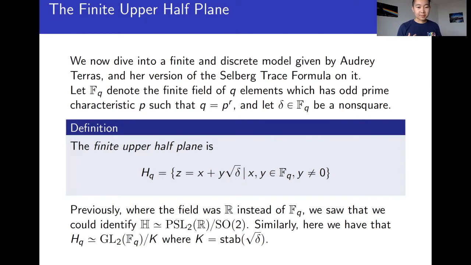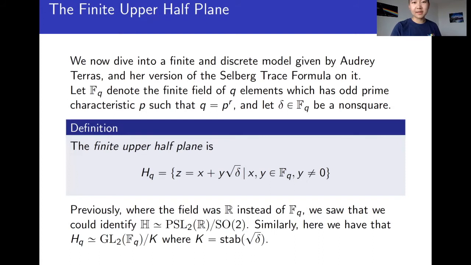And as Maki mentioned before, we could identify the Poincaré upper half plane with this group quotient, PSL2R mod SO2. So similarly, we can do the exact same thing here and have this group quotient where GL2FQ is a group that acts transitively on HQ, on our new upper half plane. And it acts also by Möbius transforms or linear fractional transformations. And similarly, again, we mod this out by K, where K is the stabilizer of square root of delta that we identify as the origin of the space.